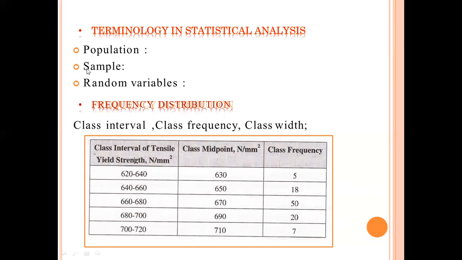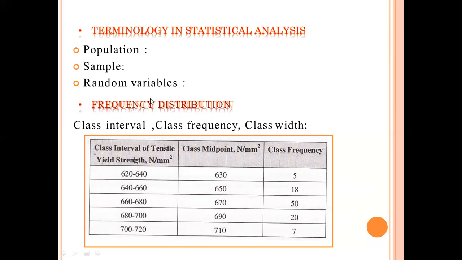Okay, third one is a random variable. So out of that 100 samples, we are making the variables, for example, X, Y, Z. So in that sample size, we can categorize the parameters or properties, which are called the variables, random variables.